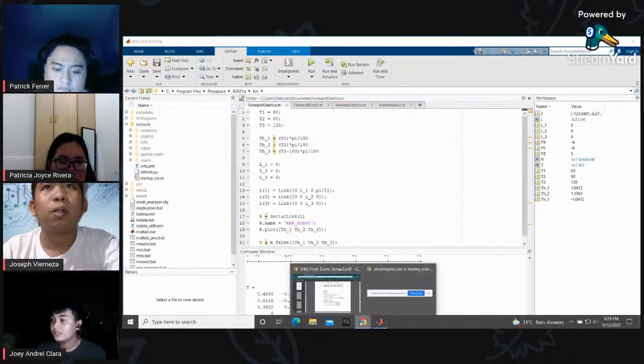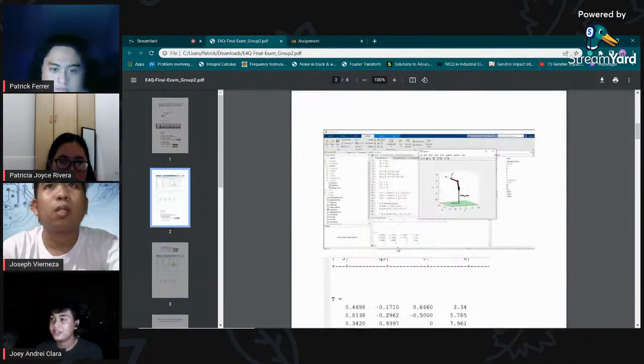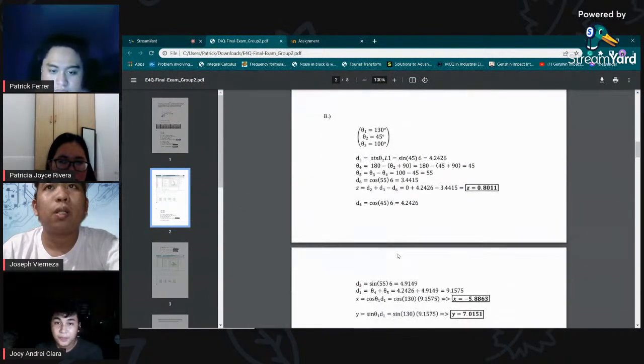So let's go to the letter B for the second group. Again, the computation is shown on the screen. I will discuss the final answer. The value of x in the computation is negative 5.8863, where the y is 7.0151, and lastly the z is 0.8011. So let's go to the simulation.